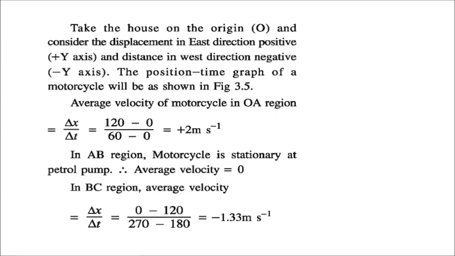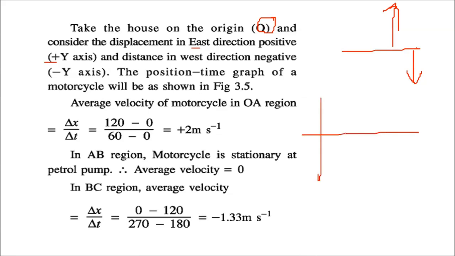So, taking the house as the origin, we can consider the displacement in the east direction as positive y, and here we can take negative y. So that is the position-time graph you saw in the figure. Now the average velocity of the motorcycle in the OA region, that means this region.